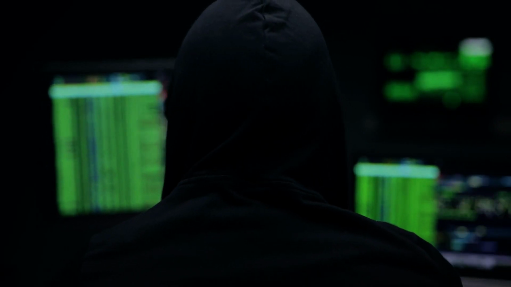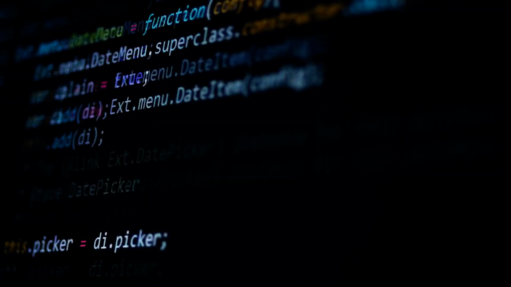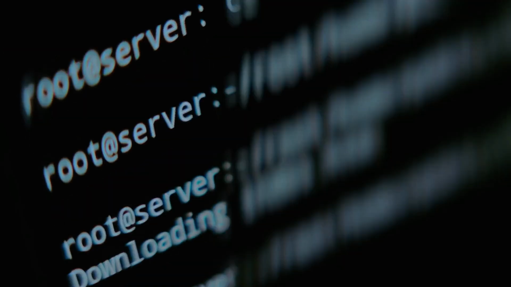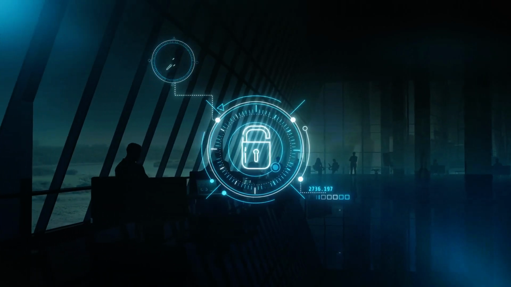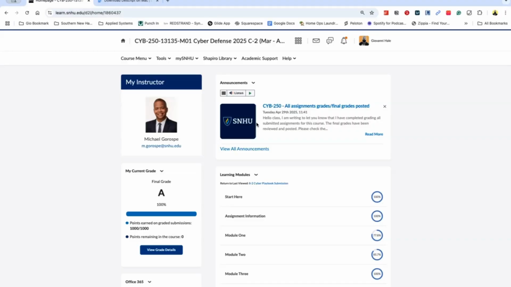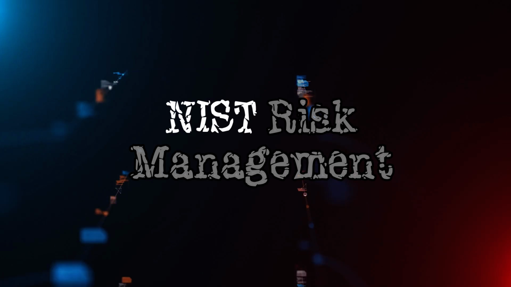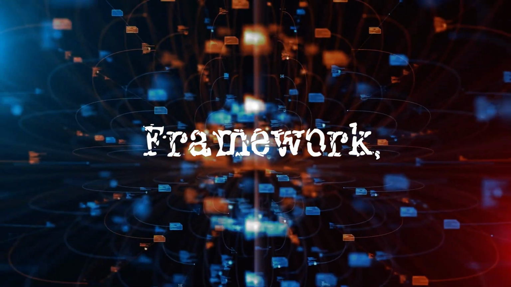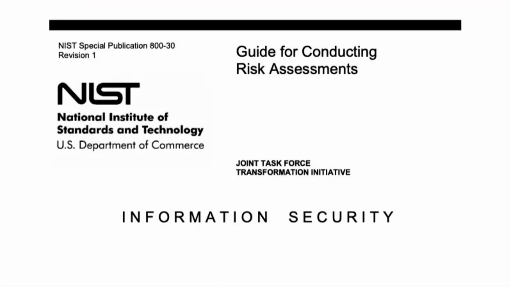So let's talk about what this class is first and what it's all about to set the landscape. CYB 250 is officially titled Cyber Defense at SNHU. It focuses on the fundamentals of cybersecurity risk management. So you'll learn how organizations identify, assess, and prioritize risk using formal frameworks. One of the main tools that you'll use in this class is the NIST Risk Management Framework, especially SP 800-30.